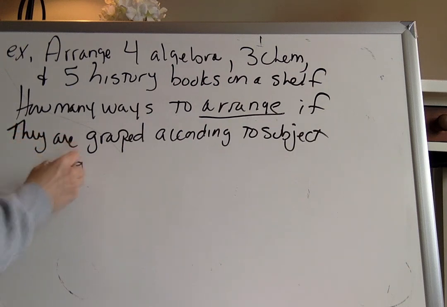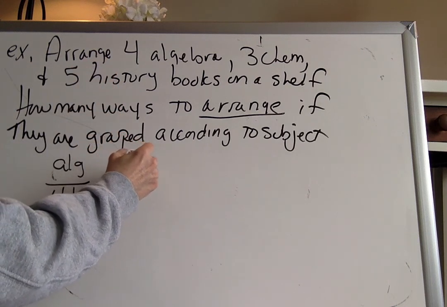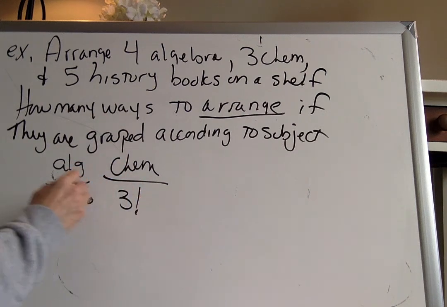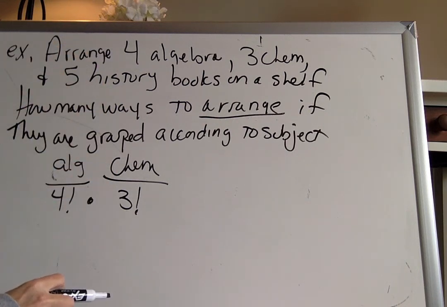So let's think about the algebra. There were 4 of them, and we're arranging all of them. So this would be 4 factorial. This kind of goes back to that original rule of how to arrange n items from n things as n factorial, that first rule I gave you. Chemistry, 3 chemistry. And remember, for each way to arrange the algebra, you could then put all the different arrangements of chemistry. So this is multiplication.